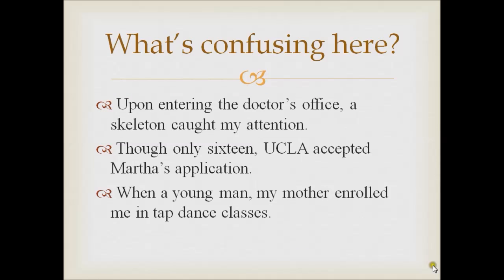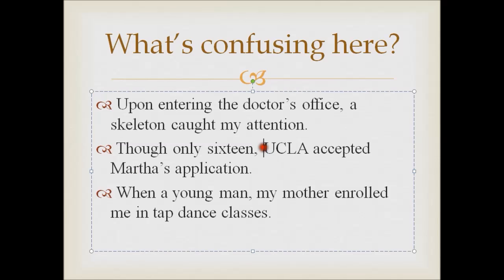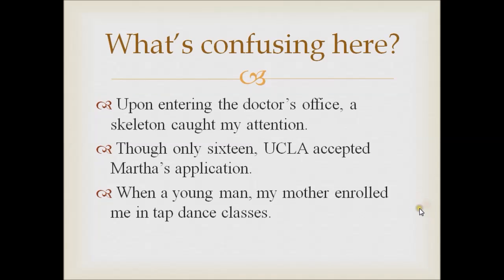Though only 16, it's not UCLA that's 16. It's probably Martha who is 16. So her name should be right here, not the word UCLA. And then, of course, this third one is the most amusing. When a young man, my mother enrolled me in tap dances. Probably your mother is not the person who was once a young man. It's rather you or the I, the speaker of the sentence. So each of those is one of those misplaced modifiers that your book talks about.